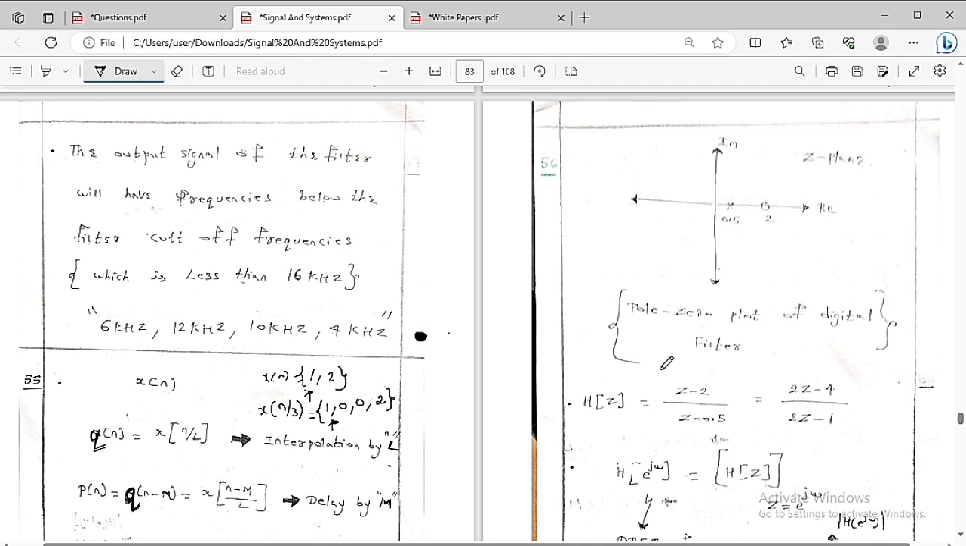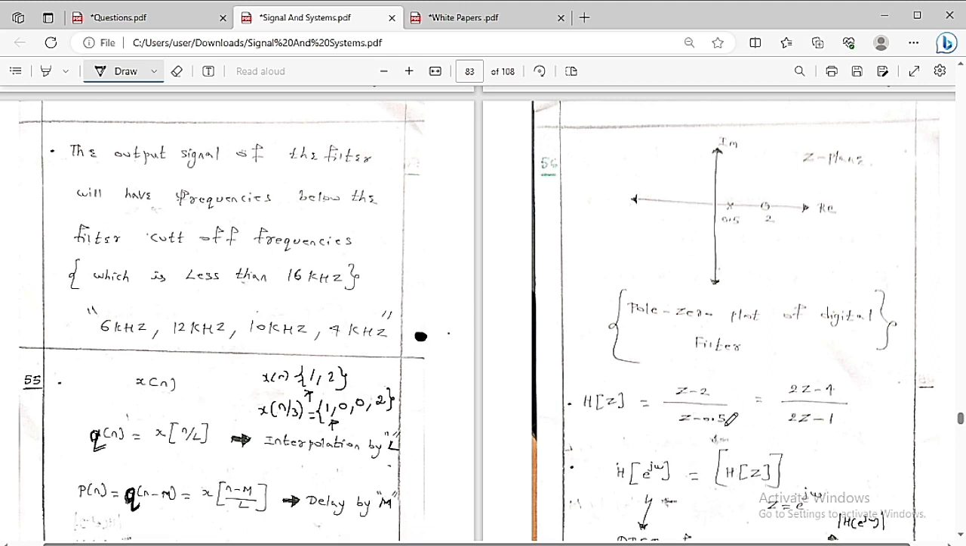So this is H of z. What is the transfer function H of z? Zero by pole: (z minus 2)/(z minus 0.5). This is the transfer function that we write from the pole-zero plot. Because for the z plane you take z, and for the s plane you take s. Very simple, right? So (z minus 2)/(z minus 0.5).